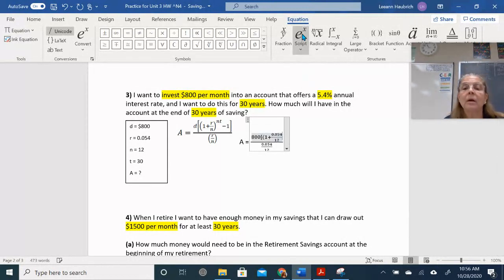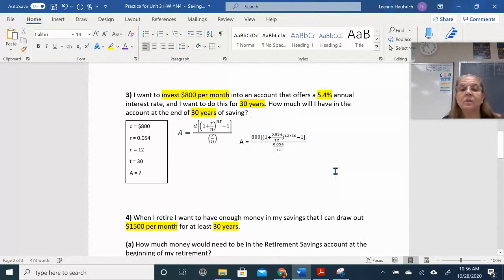Okay, and now I'm going to do this so I can put that second set of parentheses in right here. And this is going to get raised to the n times t. Well, n is 12 times t is 30. And then from all of this, I just need to hit a little spot to get out, minus the number 1 and close the bracket off.